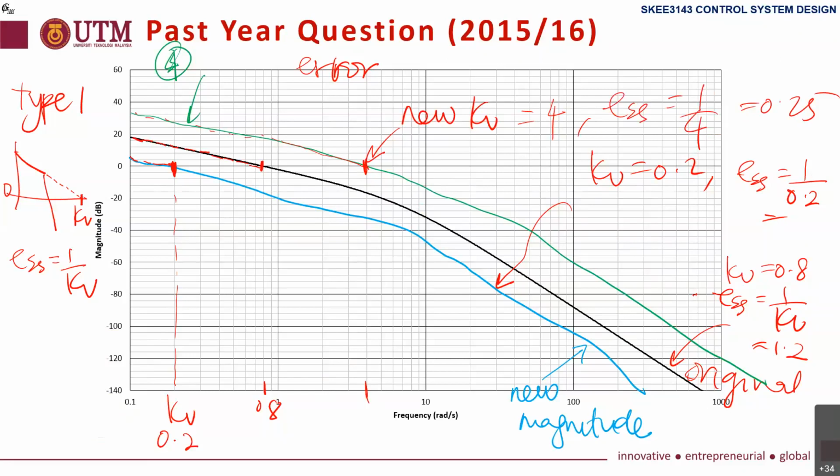That means kV or error is depending on this part, the one that cross 0 dB, and must be using this. We also have error based on type 0 system and type 2 system. Please look into it also in the notes. How can we calculate error for the other types using Bode plot?